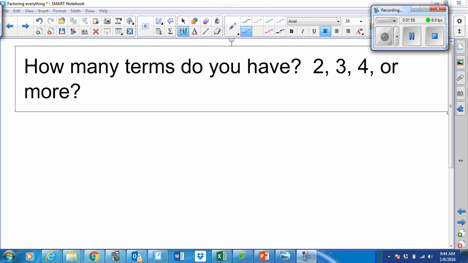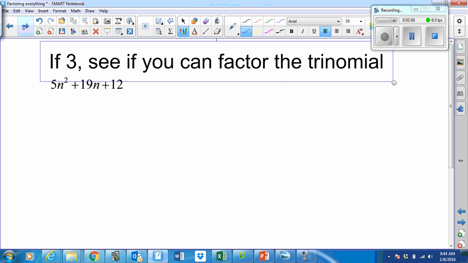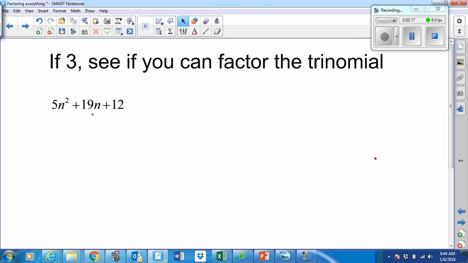So next, you want to check and say, how many terms do you have? Do you have 2 or 3 or 4? Now we're going to assume that you've already pulled out your greatest common factor. And the first case we're going to look at is if you have 3 terms, you're going to see if you can factor the trinomial. And let me move this down a little bit here.